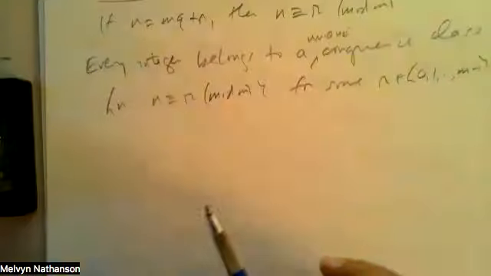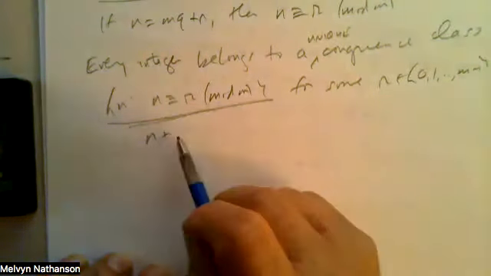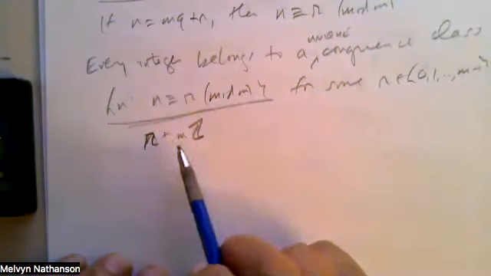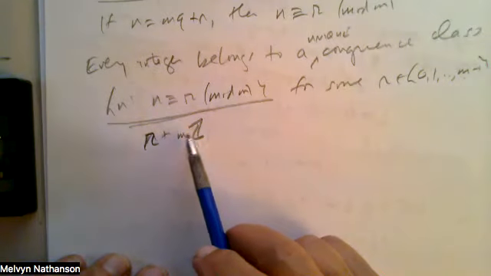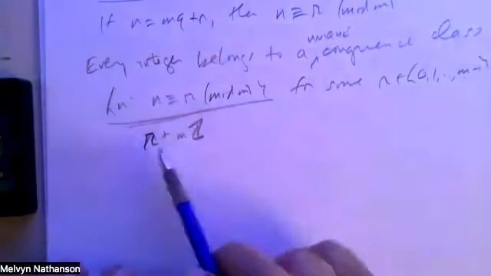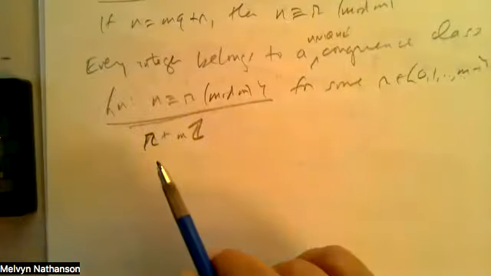And not only does it belong to a congruence class, it belongs to a unique congruence class. There's exactly one number between 0 and m minus 1 such that n is congruent to that number mod m. And we denote this congruence class by r plus mZ. So r plus mZ is the set of all numbers congruent to r mod m.